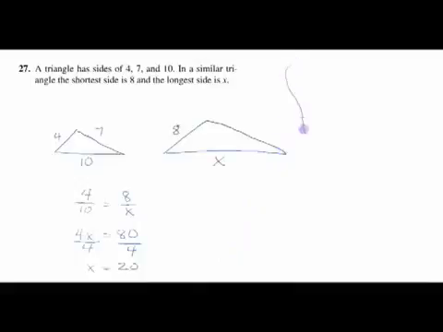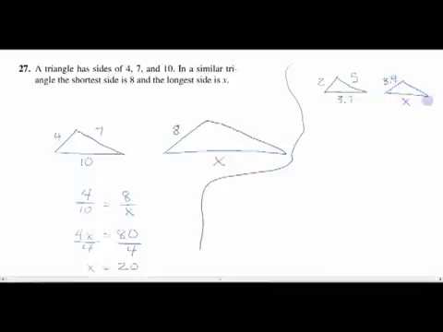Let's say that we have a different situation where we have triangles, something like this. 2, 3.7, and 5. Then we have this other triangle, and its shortest side is, let's say, a 3.9, and we want to figure out what this bottom side is. So we can set up a proportion again. 2 is to 3.7 as 3.9 is to x.